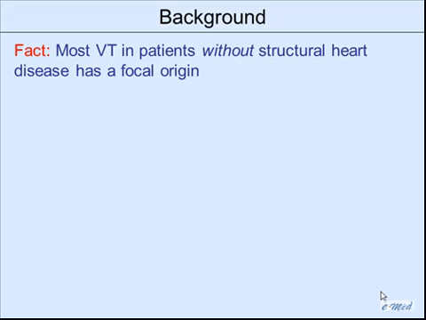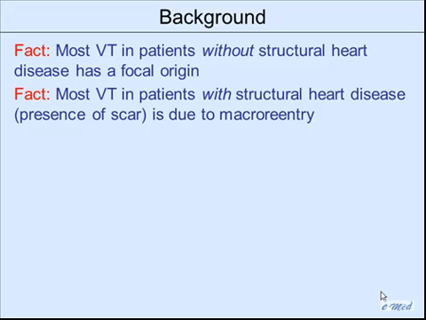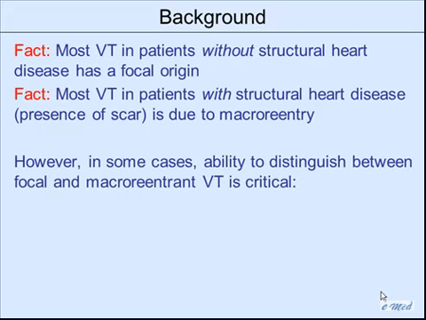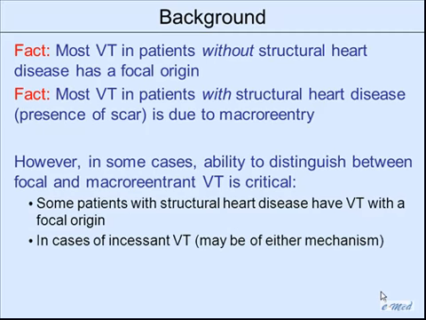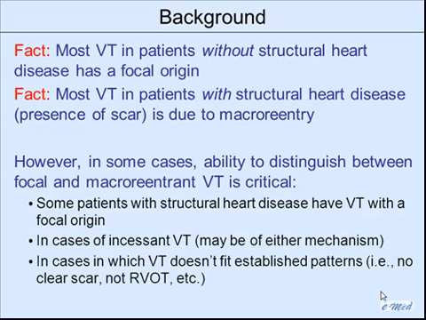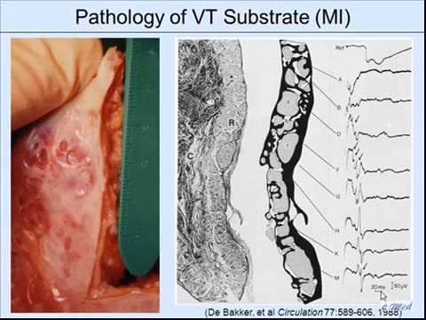So we know that most people with post-infarct VT without structural heart disease have a focal origin of tachycardia, with rare exceptions. And on the other hand, most people with structural heart disease have scar-based VT with reentry as the substrate. Now, it's important to be able to distinguish between these two, especially in cases of incessant VT, because they may be either focal or reentry, and whether that's scar-based or not. And sometimes the arrhythmia just doesn't fit any patterns with which we're familiar, and that can be a significant problem.